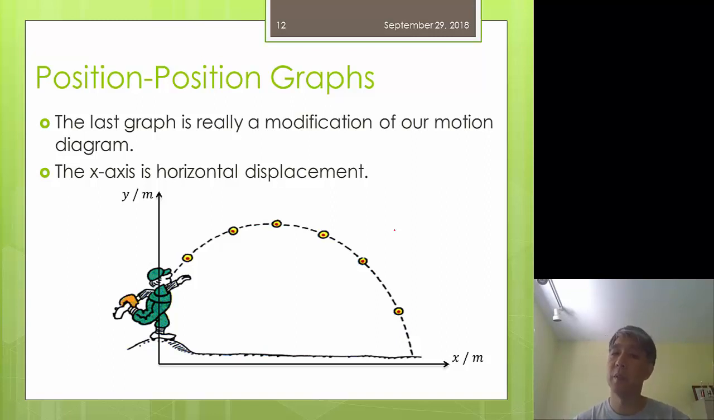This is a position graph, okay? The slash is IB's method of labeling their axes / units. So that's why it's x / meters, y / meters. This is nothing more than a motion diagram, okay?